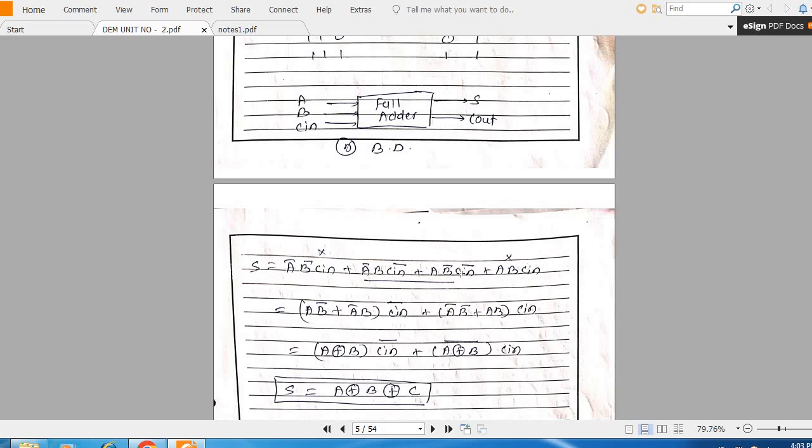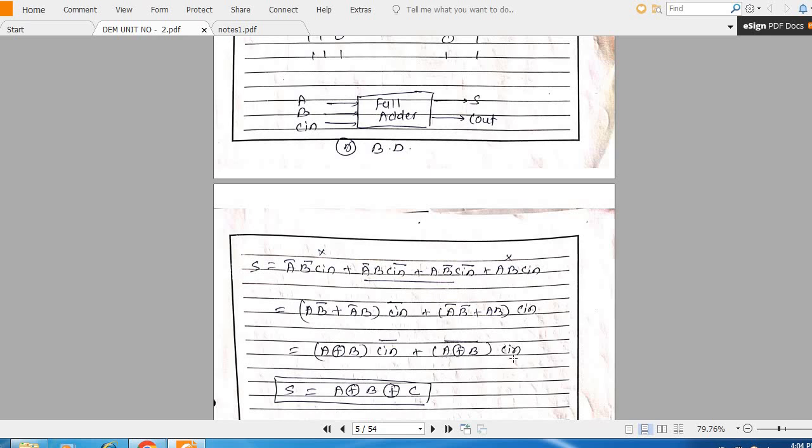So combine these terms and simplify the equations. So we will get a simplified equation. These 2 terms are combined. Take C in common. So I will get the equation as (A bar B plus A B bar) C in bar plus (A bar B bar plus A B) C in. So A bar B plus A B bar is nothing but A XOR B, into C in bar, which will remain as it is. A bar B bar plus A B is nothing but XNOR.